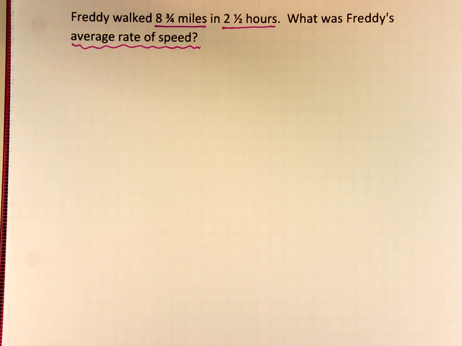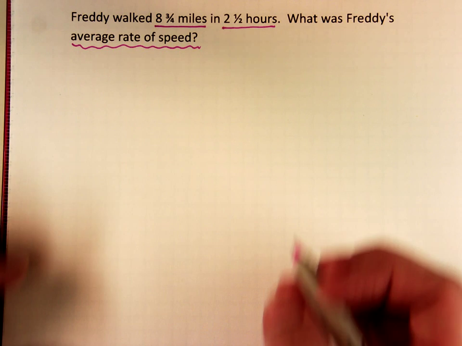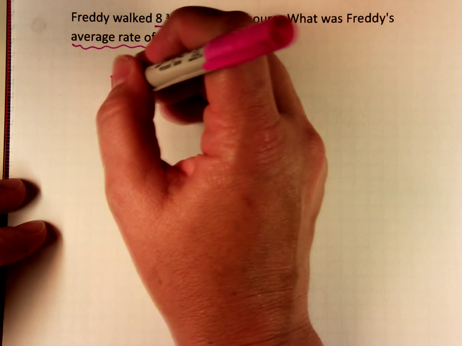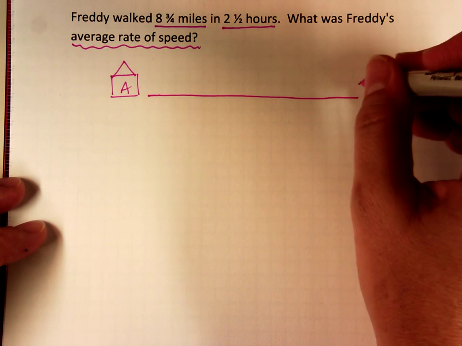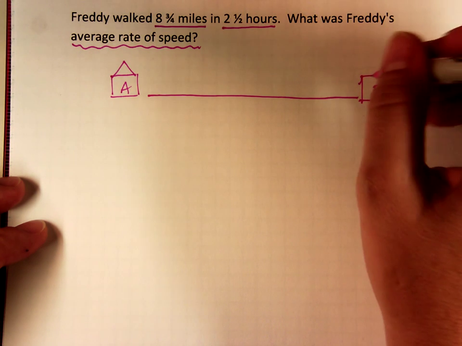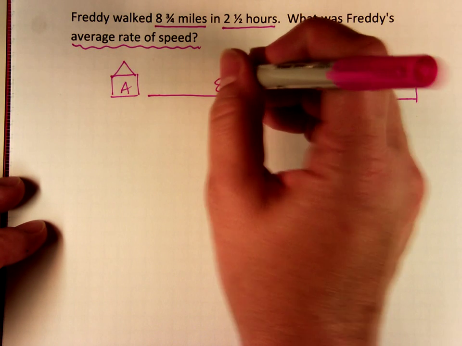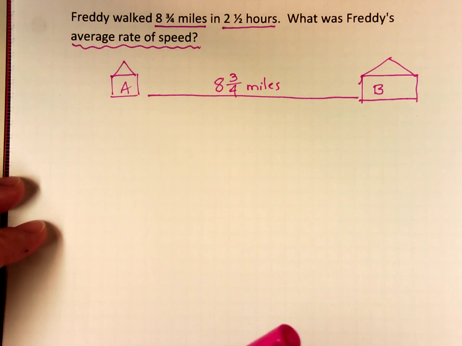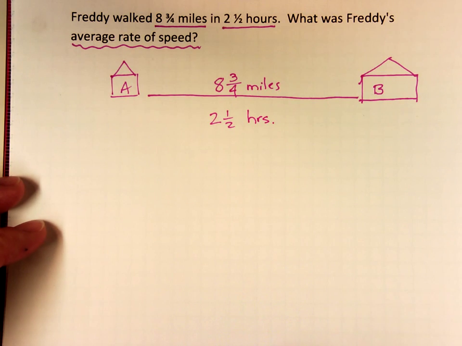Now, visualize or draw it. This is a fairly straightforward problem, so you might not feel the need to, but let's just do it anyway. Maybe Freddie left his house, and perhaps he was walking down Straight Street, from point A to point B. Maybe point A was his house, maybe point B is Bellevue College, who knows. But the distance is important. He walked 8 3/4 miles. How long did it take him? It took him 2.5 hours. And there's really not much more to the problem.